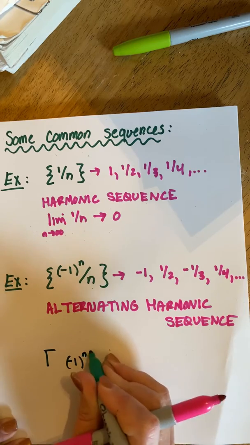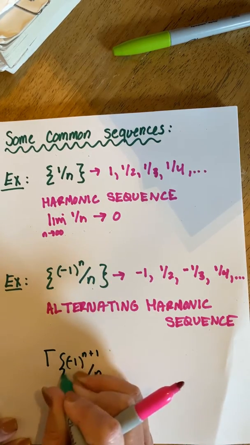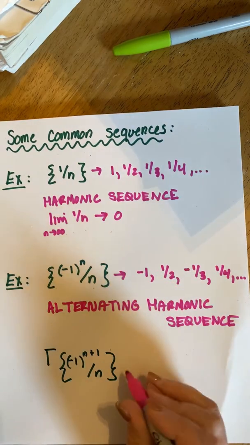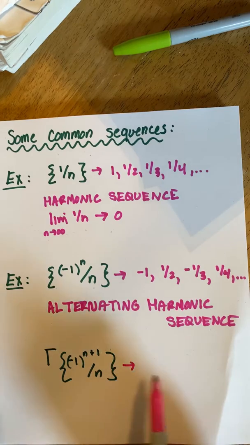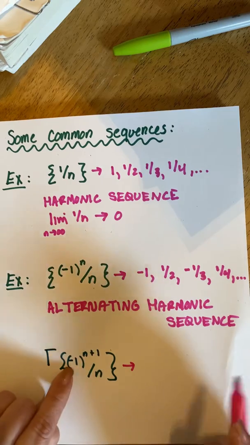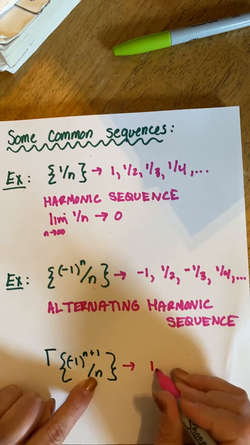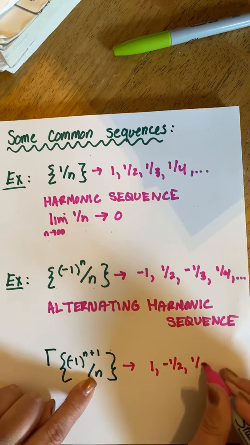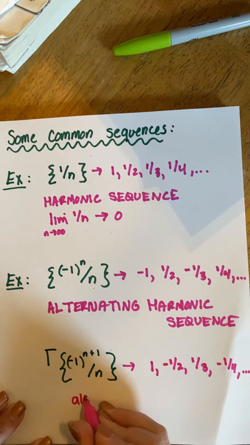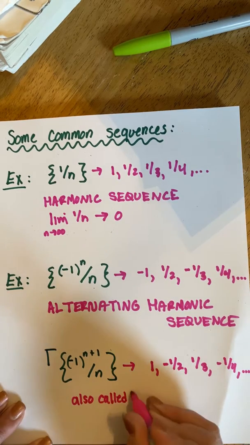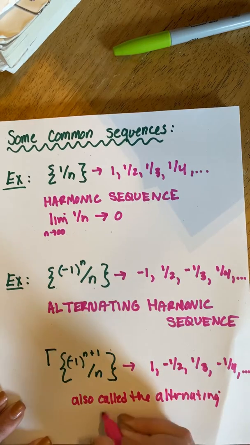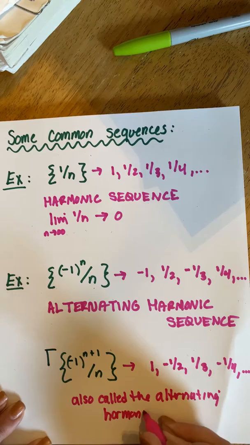-1 to the n plus 1 term over n. This is also called the alternating harmonic sequence. The difference is that the odd terms will be positive and the even terms will be negative, because if n is 1, the power on -1 would be 2, and this would be 1 down here, so it would be +1, -1/2, 1/3, -1/4. So this is also called the alternating harmonic sequence.